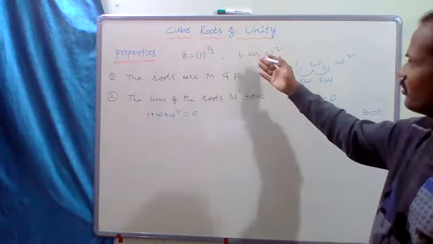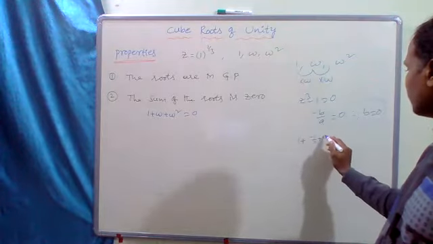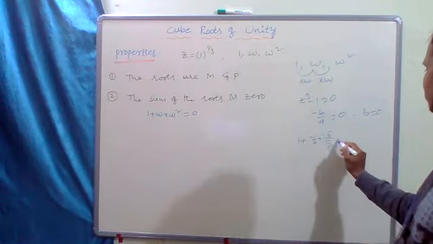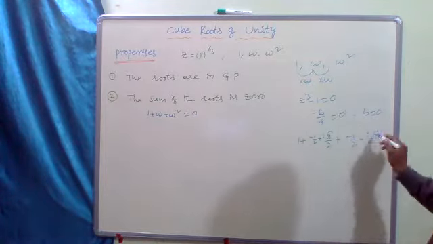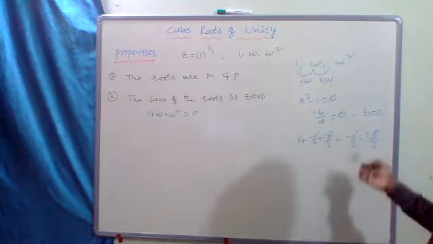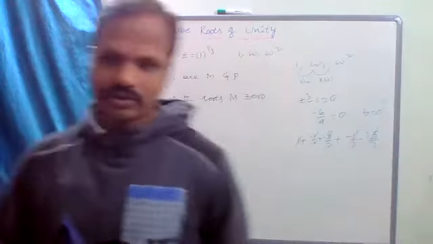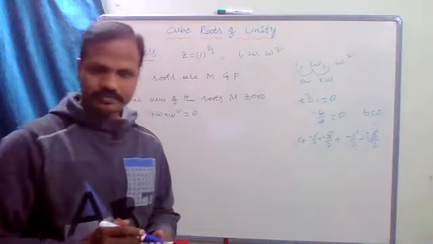Otherwise, the values are there: 1 plus (minus 1 by 2 plus i root 3 by 2) plus (minus 1 by 2 minus i root 3 by 2). The i root 3 by 2 terms will cancel, and 1 minus 1 by 2 minus 1 by 2 is 0. So the sum of the roots is 0.